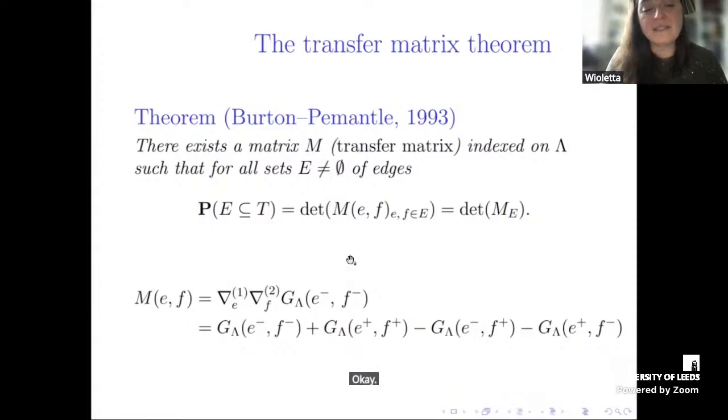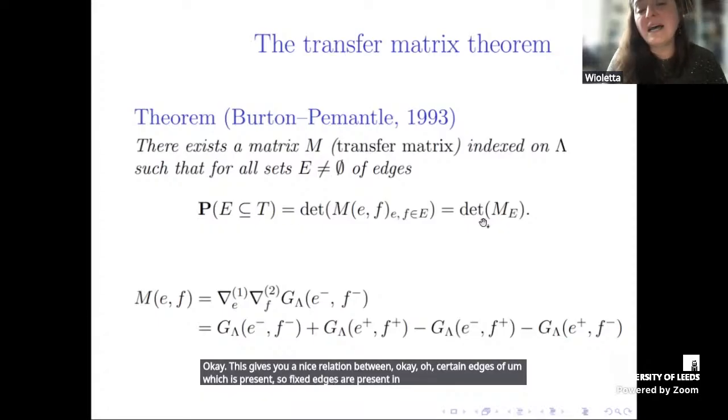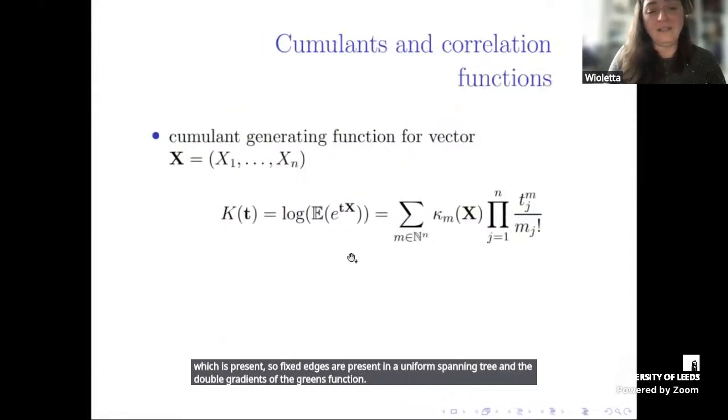So this gives you a nice relation between certain fixed edges being present in a uniform spanning tree and the double gradients of the Green's function. All right.